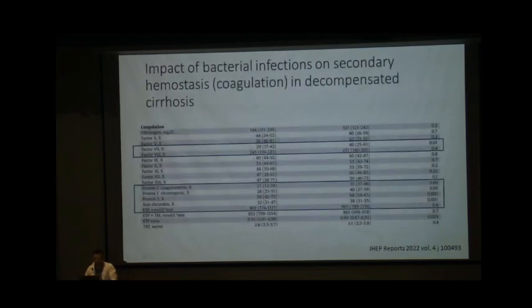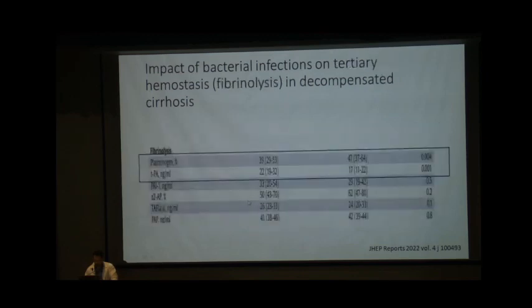Similarly, in patients who have infection, there is a decrease in factor 7, however factor 8 is comparable. There is a decrease in protein C, protein S, and antithrombin, which is noted. Similarly, there is a decrease in plasminogen and tissue plasminogen activator, which is seen in patients with infection.